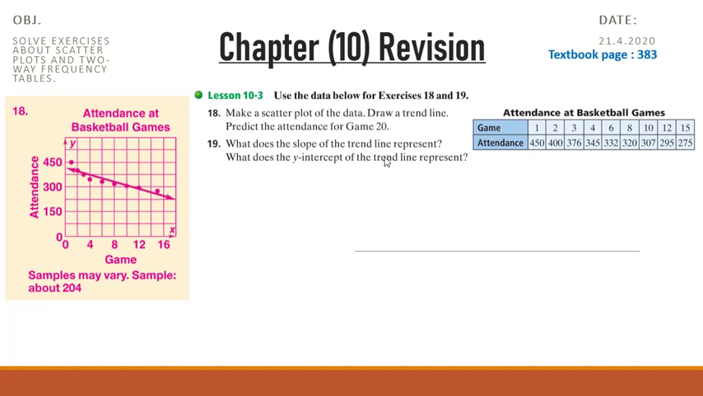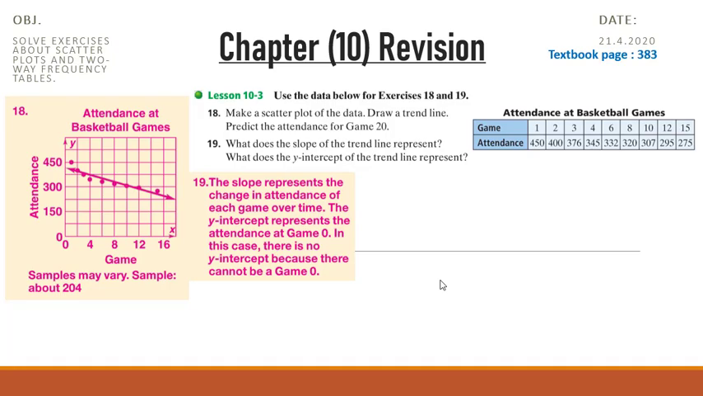What does the slope of the trend line represent? And what does the y-intercept of the trend line represent? Okay guys, the slope represents the change in attendance of each game over time, and the y-intercept here represents the attendance at game 0. Of course there is no game 0, so in this case there is no y-intercept. The first game is game 1.